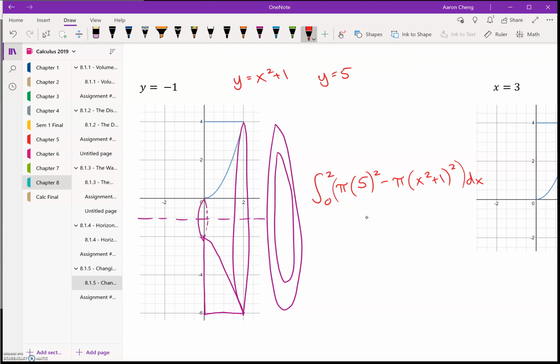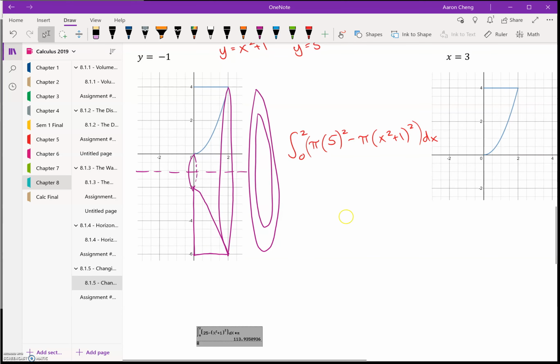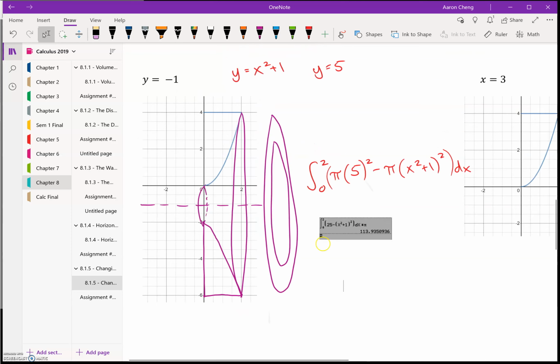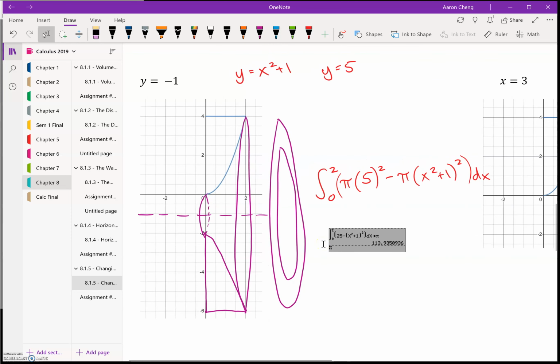And I did this one earlier, so I'm just going to go ahead and bring our integral up, and we should get, you should definitely type this in yourself in your graphing calculator to confirm, 113.9 units cubed.